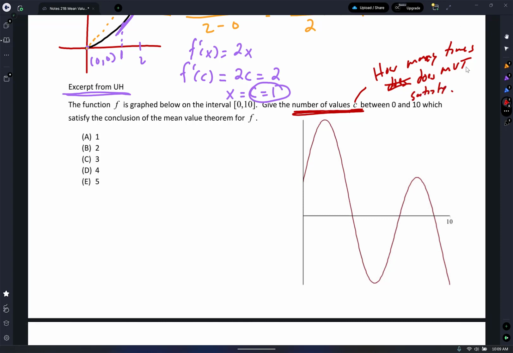MVT satisfied. I'll just put it for now because it's between 0 and 10 when it satisfies the conclusion of the mean value theorem for F. So all it means is how many tangent lines do I have parallel to my secant line? What secant line? Here's x equals 0. Here's x equals 10. Make a straight line.